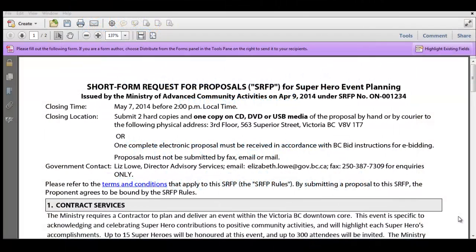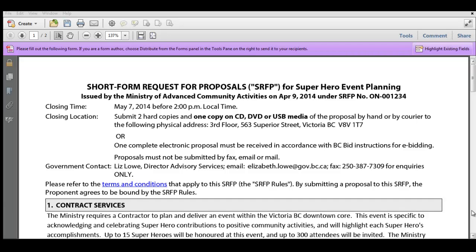We're here to talk about what is the short form request for proposals. What is this all about? What do I need to know about the SRFP? If you are a vendor who is interested in responding to an SRFP, it's very important that you understand the structure of this document. What information is in here that's going to be critically important for you?